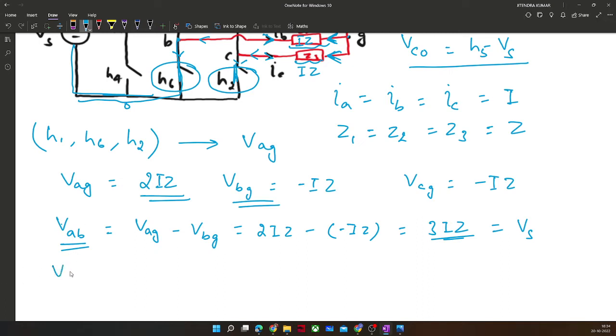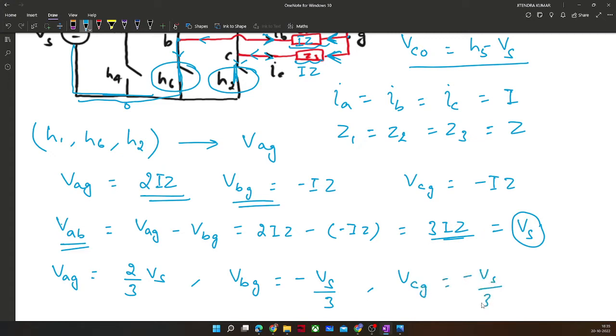Now I again want to write VAG in the form of supply voltage, because we know only what supply is given from the source. VAG was 2IZ, so we can write it in terms of VS, and it will come out to be 2 by 3 VS. Again, VBG was minus IZ, that would come out to be minus VS by 3. Again, VCG would be equal to minus VS by 3. I hope no doubt would be there.